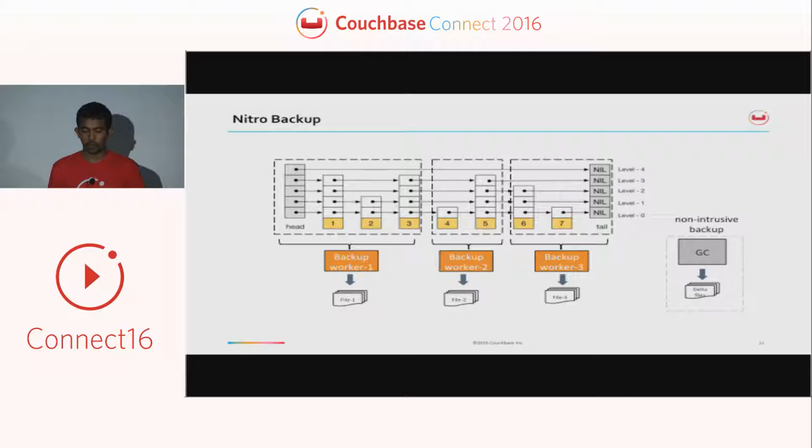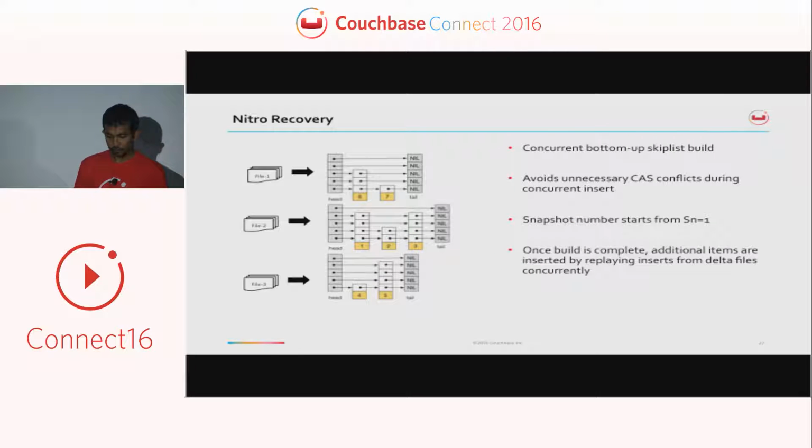So you have 2 sets of files: the sorted files, which are created by the backup workers, and the delta files, which the garbage collector creates. Based on these 2 sets of files, you can recreate the skip list during recovery. So that means it will never block. Your garbage collector keeps on working concurrently without blocking, so that makes the garbage collector faster as well. The next part is Nitro recovery.